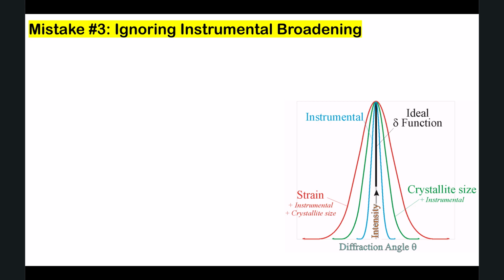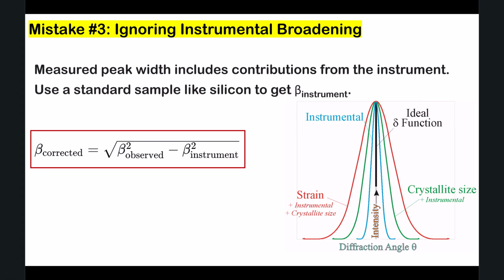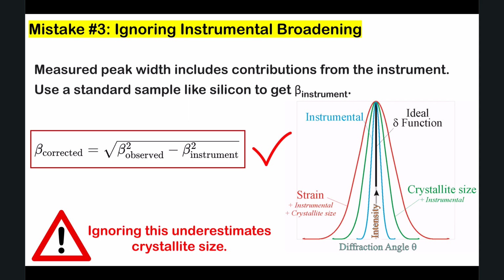Now consider this, the peak broadening you measure is not purely from your sample, it also includes instrumental effects. To correct this, use a standard sample, such as silicon, to determine instrumental broadening, then apply the correction formula. If you ignore this step, you will underestimate the crystallite size.